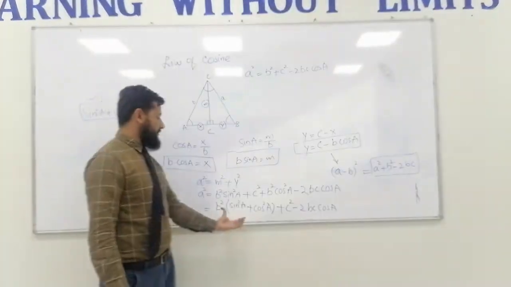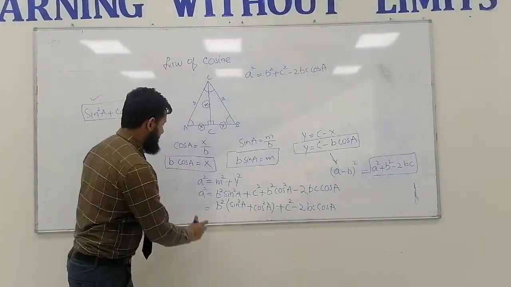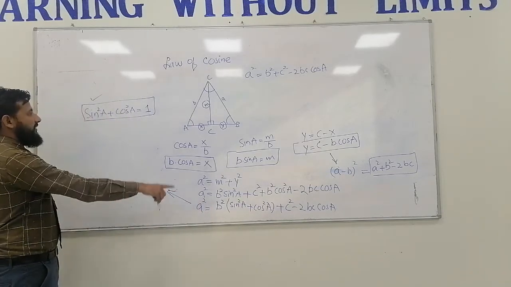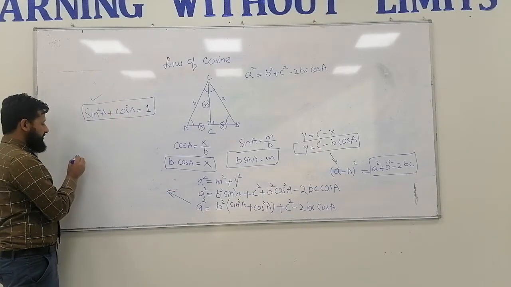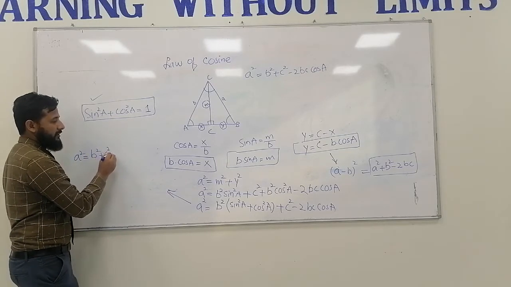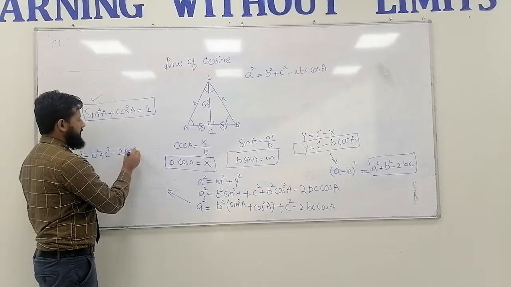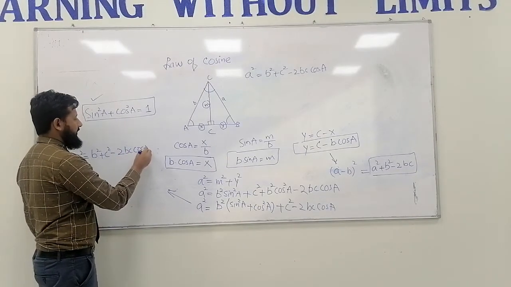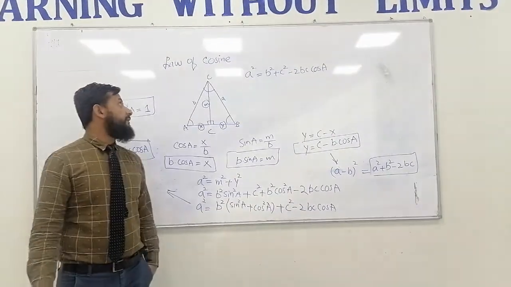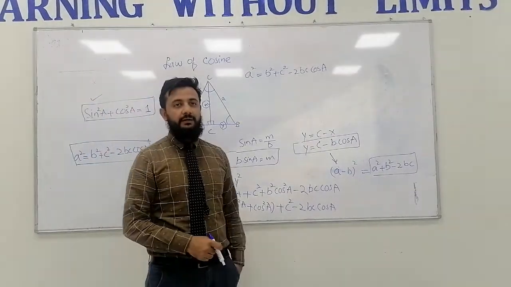So what am I left with? I am easily left with what I need to prove: a squared is equal to b squared plus c squared minus 2bc cos A. So what we did, we just proved the law of cosine.